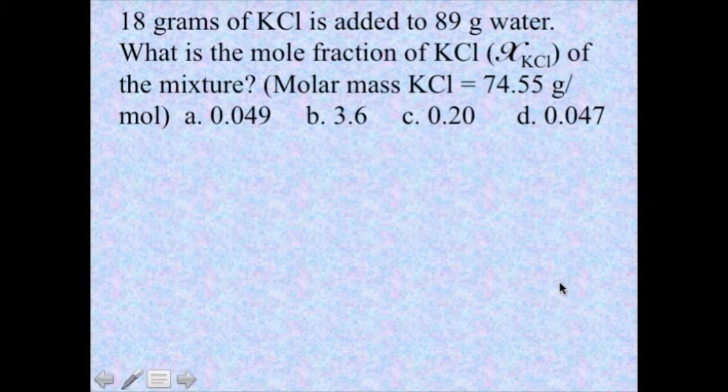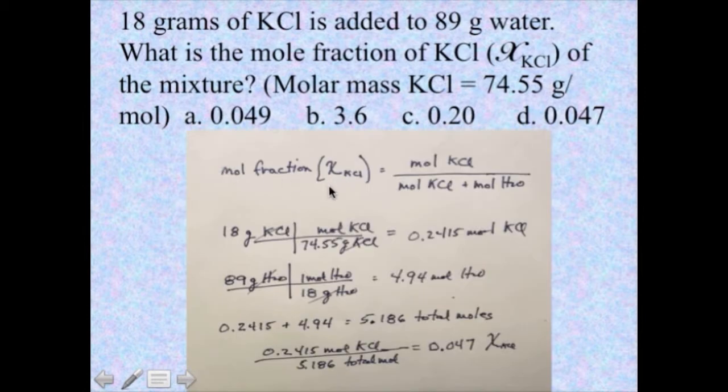Okay, we've got 18 grams of potassium chloride added to 89 grams of water. We want the mole fraction of potassium chloride, mole fraction of the solute. The useful unit of mole fraction of the solute is moles of potassium chloride divided by total moles, which is moles of potassium chloride plus moles of water. We're given grams of potassium chloride. Use molar mass to convert to moles of potassium chloride. Use the molar mass of water to convert to moles of water. Add them together to get total moles. Divide the moles of potassium chloride by the total moles. Bingo, there's your answer, 0.047.